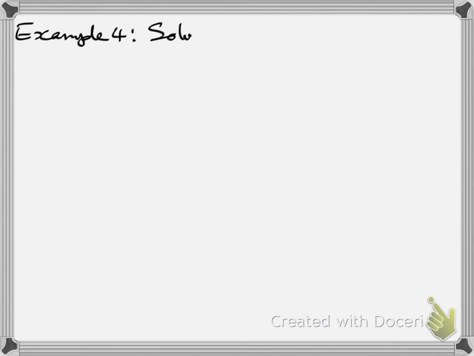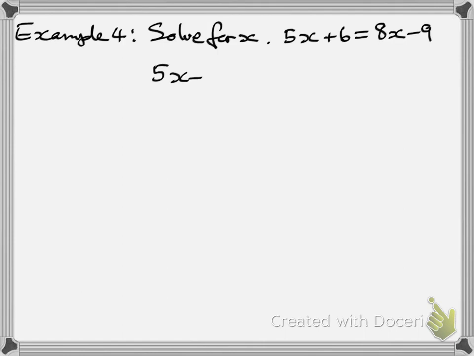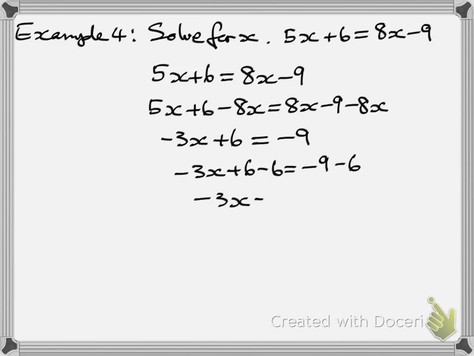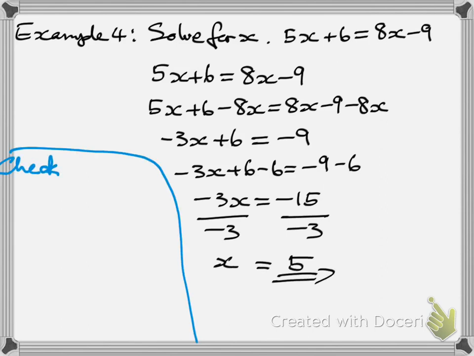Moving on to example number 4. Again, you are given solve for x, where you are given 5x plus 6 is equal to 8x minus 9. You want to eliminate x from the right hand side. You subtract 8x from both sides. You simplify, and then you subtract 6 from both sides. You remain with 3 minus 3x is equal to minus 15. Divide both sides by negative 15. Your x will be equal to 5.